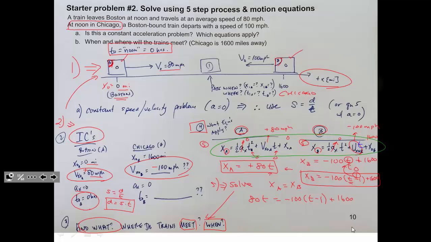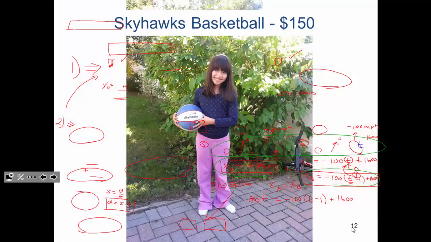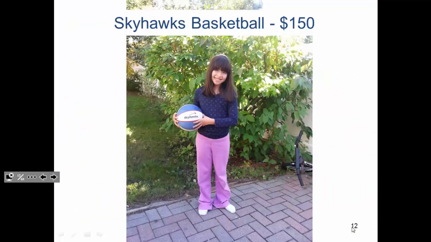All right, so now let's suppose we have a basketball dropping here. By the way, it's a $150 basketball because that's how much your basketball camp costs. But she gets a free basketball at the end, and we have 3 or 4 of those collected now. She goes to camp every summer. That's my daughter, Sophia.